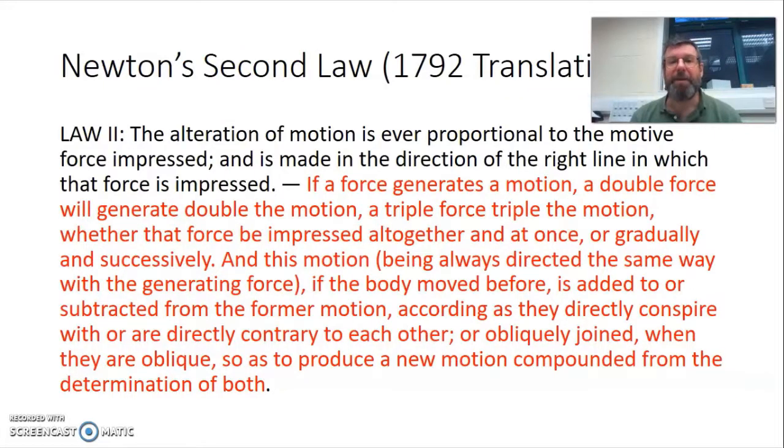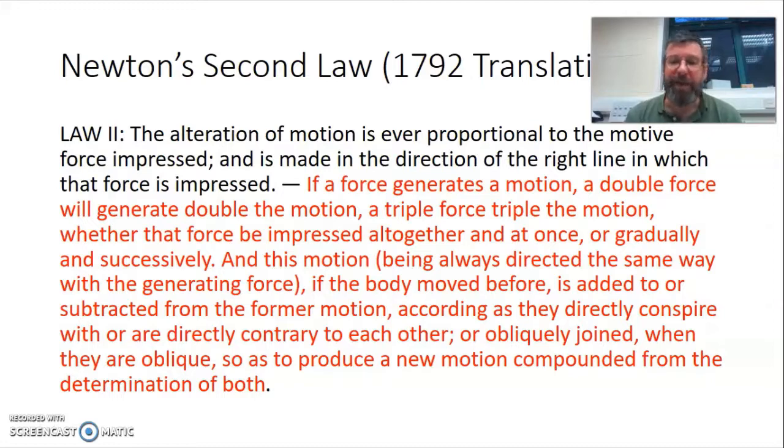Now let's go back to the long-winded statement of Newton's second law, and you'll see here in red the second part. If a force generates a motion, a double force will generate double the motion, a triple force triple the motion, whether that force be impressed altogether and at once or gradually and successively. Well, that's just expressing the proportionality, right? So if you double the force, you double the motion, etc. And it doesn't matter whether you do that at the same time. So you could give a particle a shove, impose a force on it, and then give it another shove, and those shoves act cumulatively. So that's fair enough.